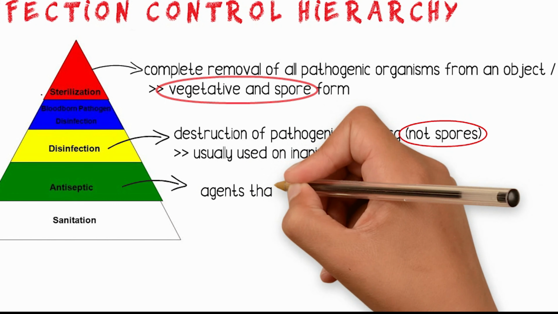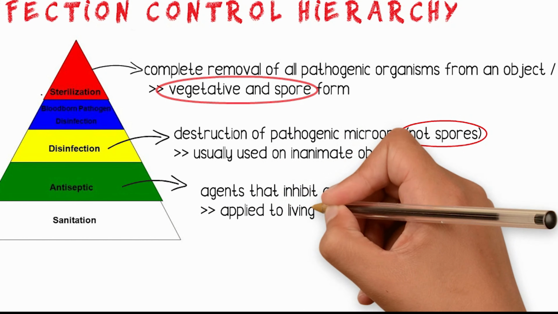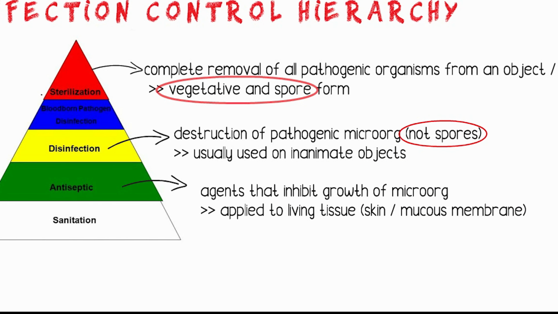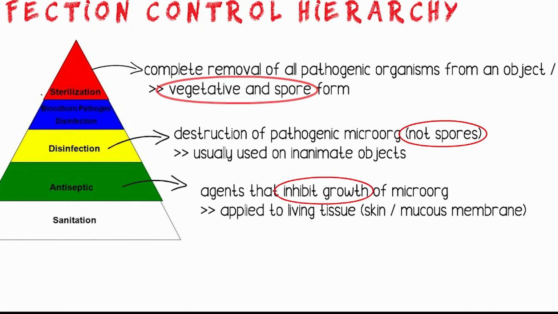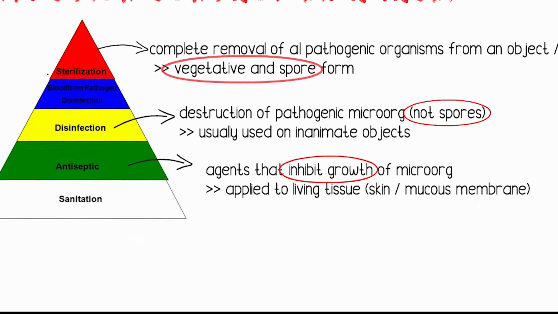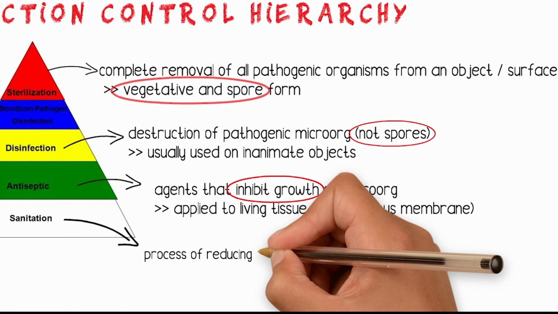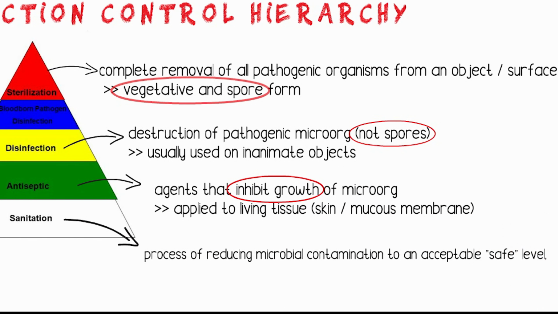Antiseptics are milder as compared to disinfectants. These are agents that can be safely applied on the skin or mucous membrane. They help in reducing infection by inhibiting the growth of bacteria or reducing the number of microorganisms. Sanitation is a process of reducing the microbial load to an acceptable safe level.